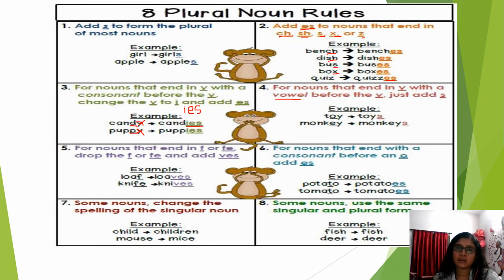So normal plural rule you can apply. So toy, toys, monkey, monkeys. Why is it like that? Because E is a vowel.